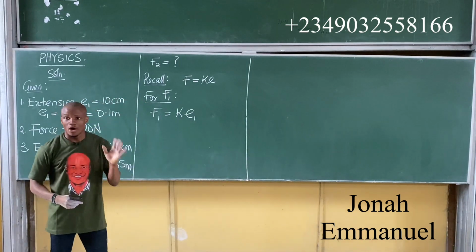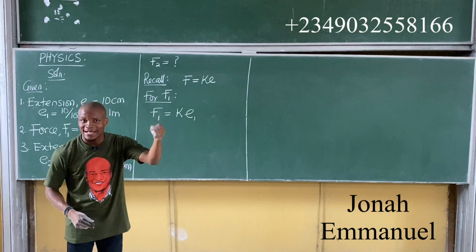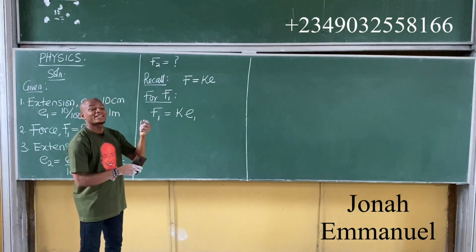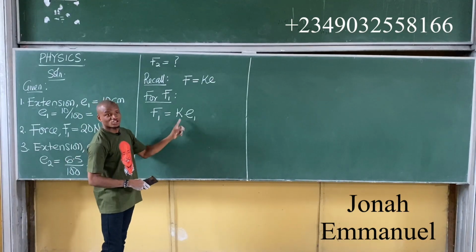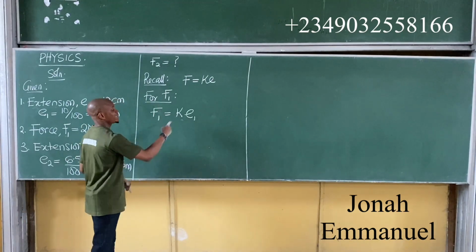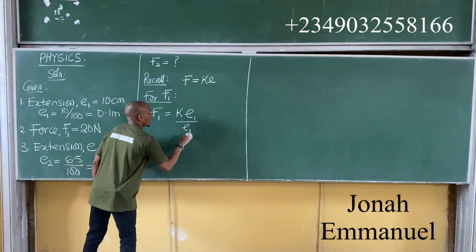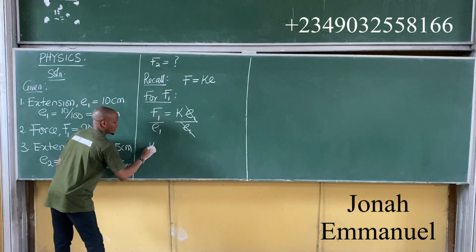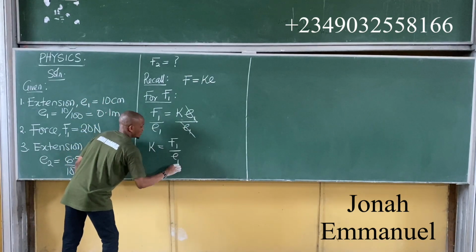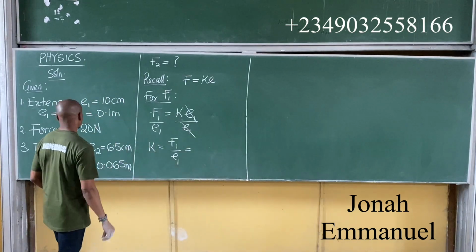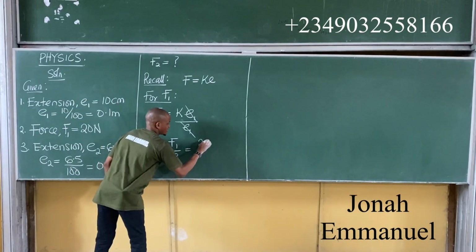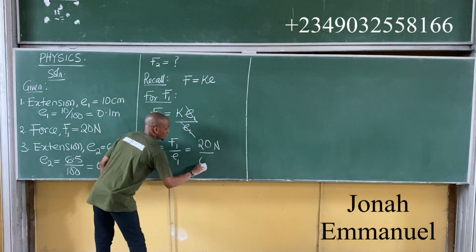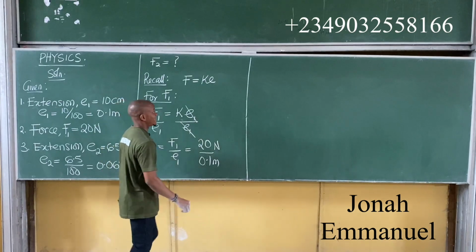Now look at this. K is called the force constant or spring constant. That means it's constant. There's no K1, there's no K2. While the values of F and E can change, K does not change. From here, let's get K. Divide both sides by E1, and these cancel out. So K is equal to F1 over E1. Put in values. F1 is 20, in Newton, all over E1, 0.1 in meter. Please give me the value.